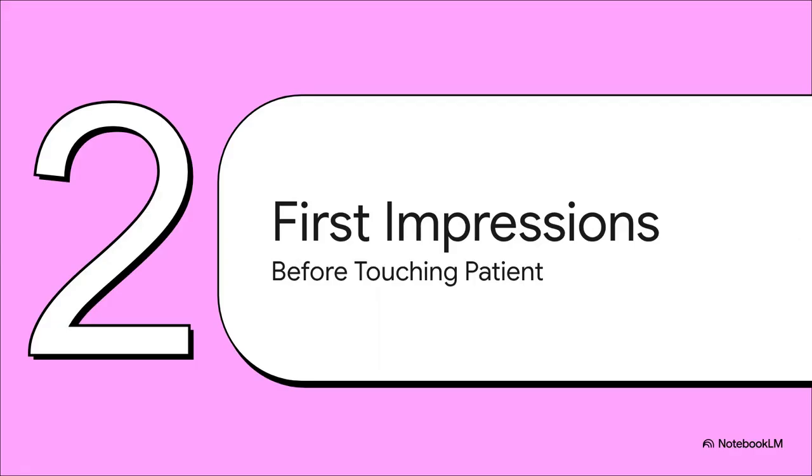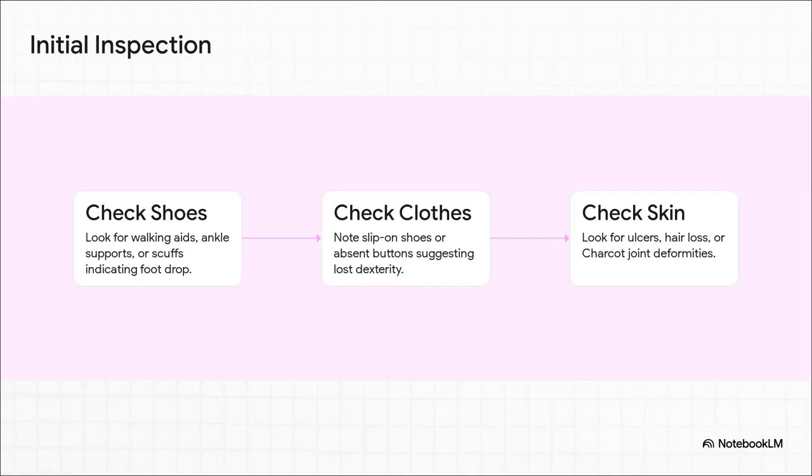Moving right along to section 2, crucial first impressions. And this is all about what happens before you even touch the patient. You know, it's wild how much background info you can gather just by observing, almost like a detective. Check out their shoes for ankle supports or scuffs on the front, because that basically screams foot drop. Do they have slip-on shoes or maybe a shirt missing some buttons? You're already picking up on a loss of manual dexterity.